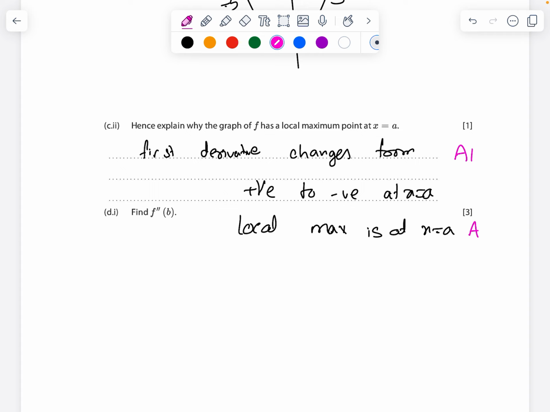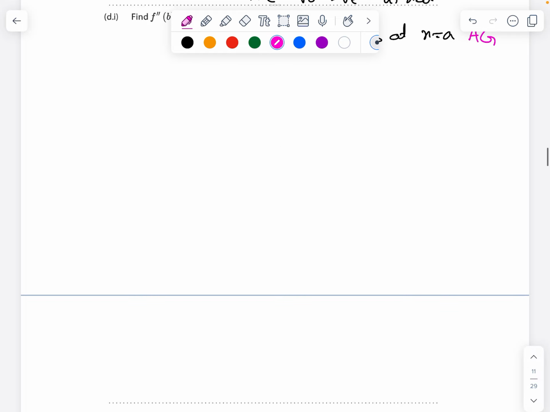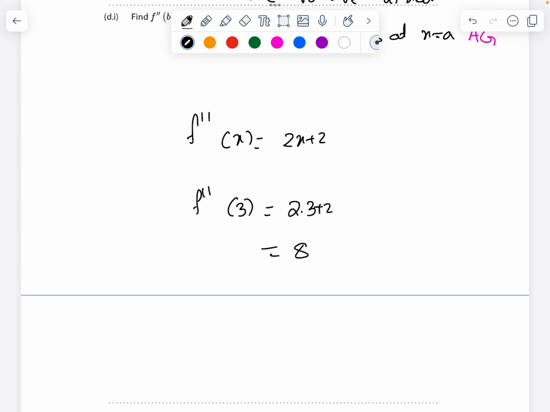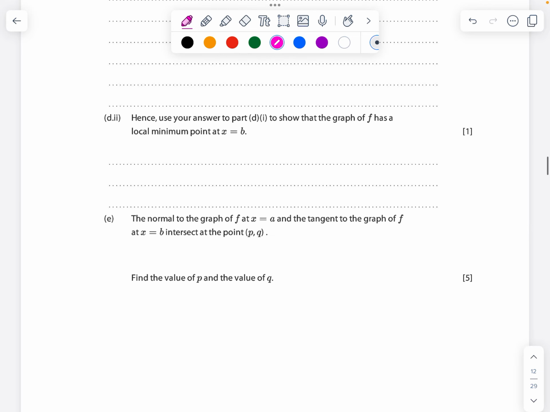This is answer given. Find f double prime of b. So f double prime of x equals 2x plus 2. So f double prime of 3 should be equal to 2 times 3 plus 2, which is 8. So accuracy 1 mark and method 1 mark and again accuracy 1 mark. A1 over here, M1 over here and another A1.